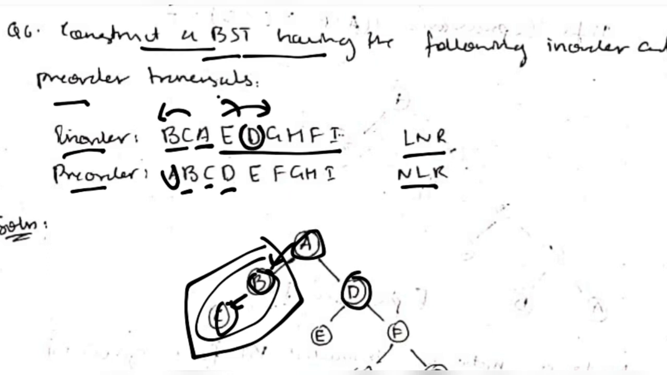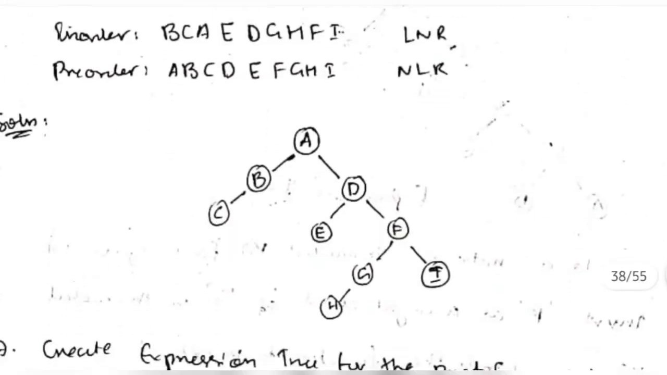D is here, so the left part will have E and the right part will have G, H, F and I. Okay, so we'll make E here and we'll make the remaining, which is G, H, F and I here. Now which to choose among G, H, F and I, we'll see from pre-order. After E, F is coming first, so F will be here, and we'll see in order where is F.